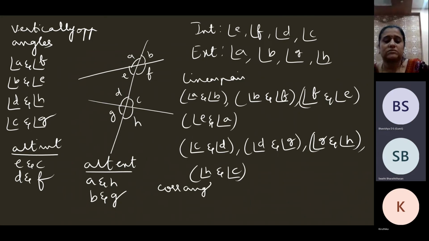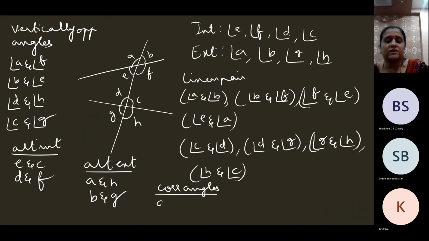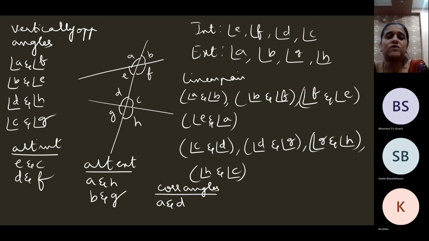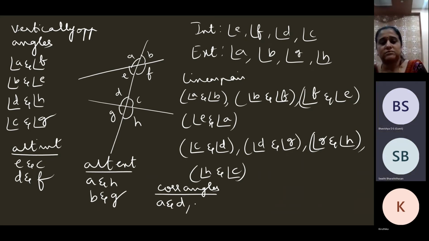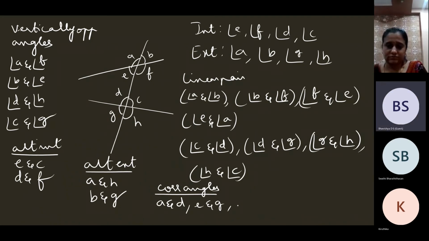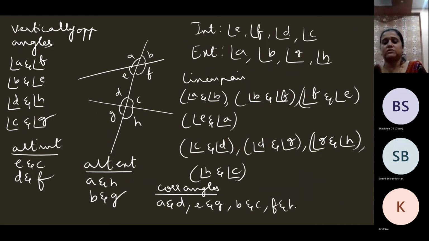Angle A and angle D. So what is the definition? What are the conditions for corresponding angles? They must lie on the same side of the transversal. Then? One angle should be exterior and one angle should be interior, and they should not form a linear pair, ma'am. Correct. A and D, then? Angle B and E, and G. E and G, yeah. Angle B and angle C, ma'am. B and C, then? Angle F and angle H, ma'am. F and H, very good.